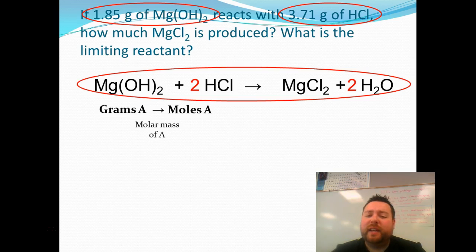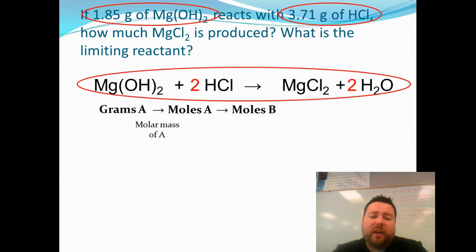That means that we need to get into a different substance. We know how to go from moles of one substance into moles of another substance. So part of our method is going from grams of A into moles of A, and from moles of A into moles of B. But how do we do that? How do we go from moles of one substance into moles of another?